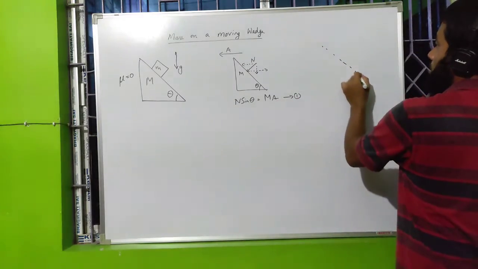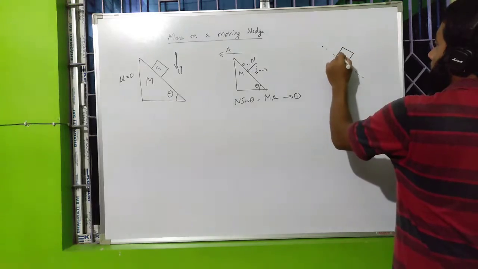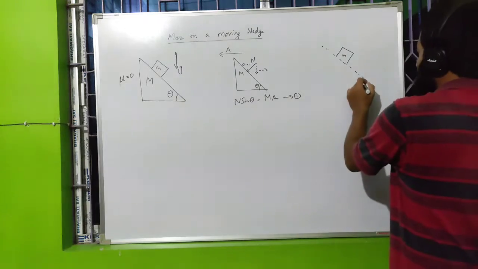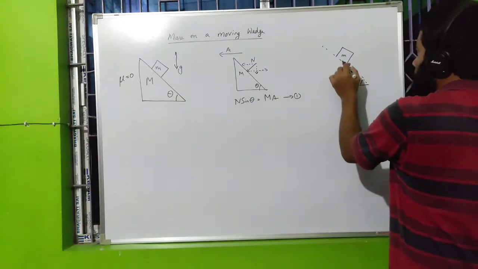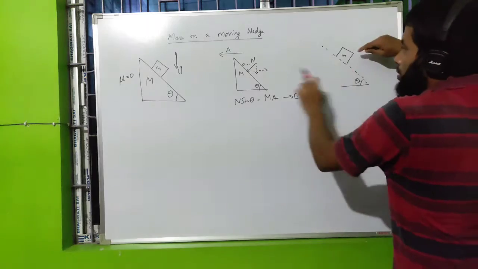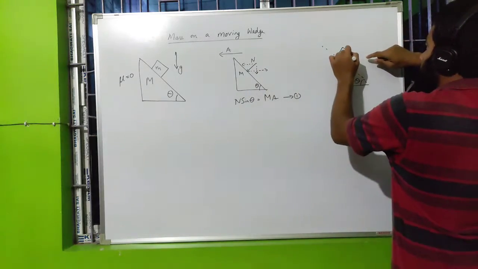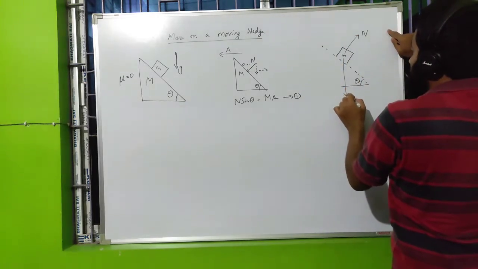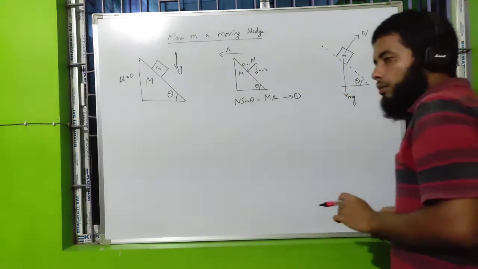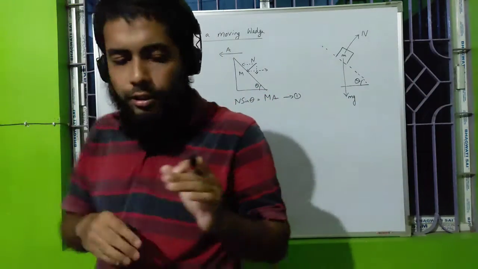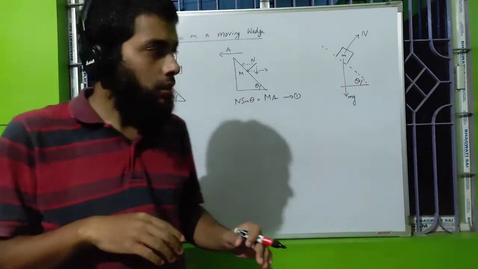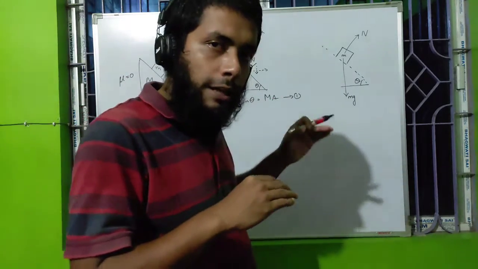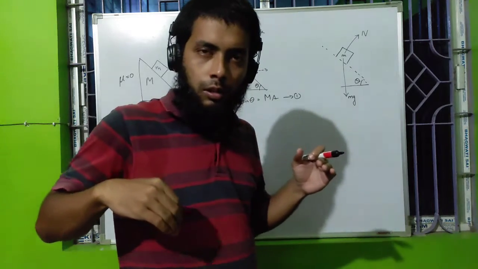Say this is the block which is resting on the incline and it has a mass small m, and this is theta. So the normal force acting on this mass small m due to this wedge is in this direction, perpendicular to the incline. Now, since this block is moving downwards, the wedge moves backwards.